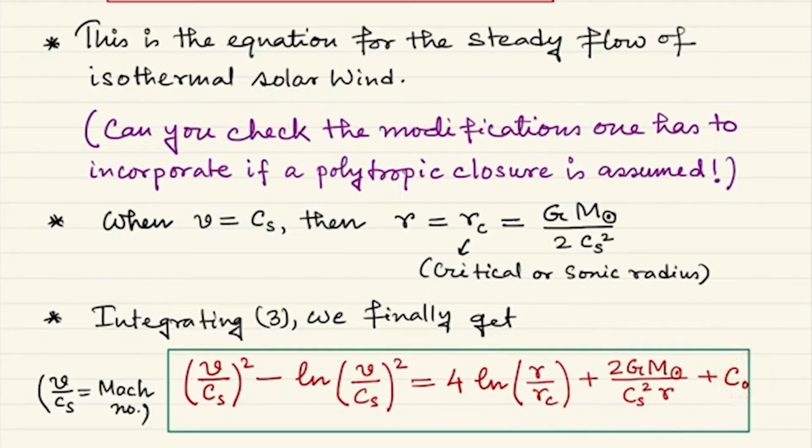And this V by Cs is known as the Mach number. That is a vocabulary I expect all of you know. If the Mach number is greater than 1, the flow is supersonic. If it is equal to 1, this is called transonic or sonic. And if it is less than 1, then it is called subsonic.